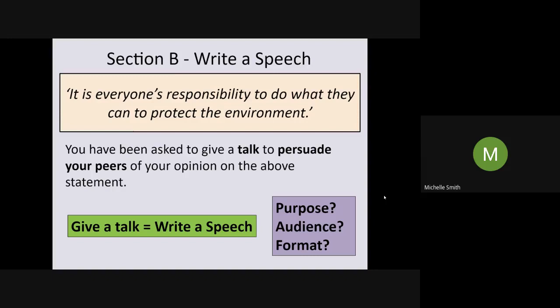Hopefully we can. Can you just pause this video for a couple of minutes and write down what you think the purpose is? So why are you writing this? The audience, who are you writing this for? And format, what are you writing? The format should be the easiest one because it's right there on the screen.